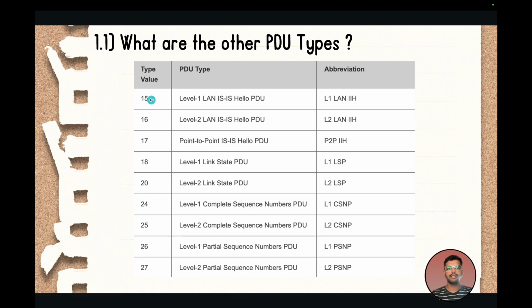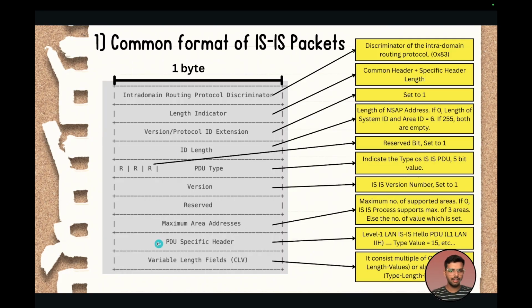So if it is 15, the PDU type is the Level 1 LAN IS-IS Hello PDU, and the short form of this is L1 LAN IIH. That's how these values are kept, and that's how they are interpreted. So you can take a snapshot of this table to see what PDUs will be carried over here in this PDU specific header.